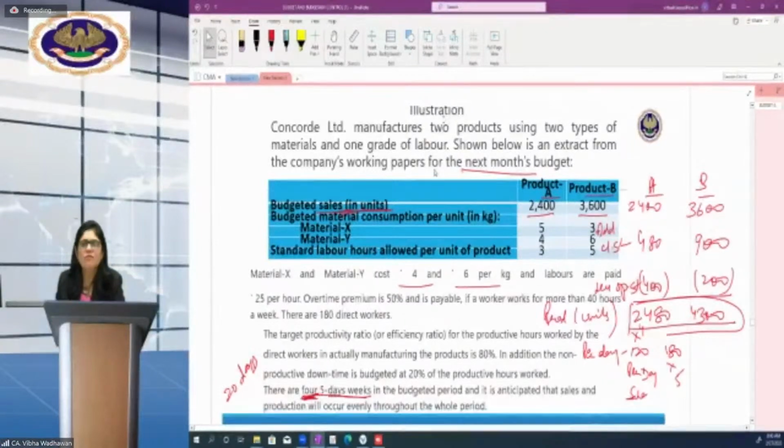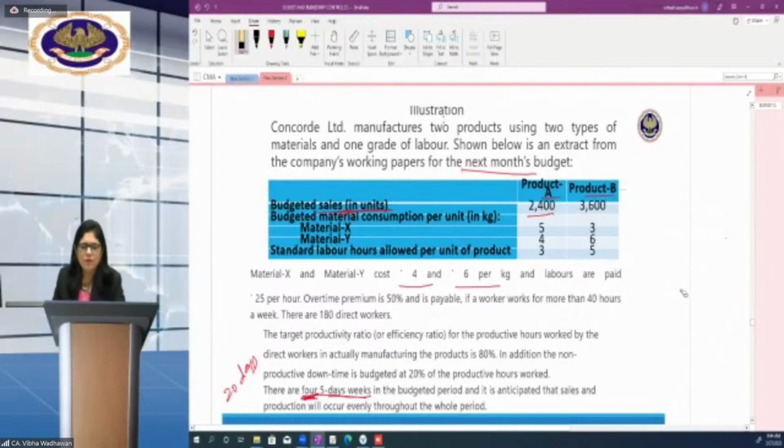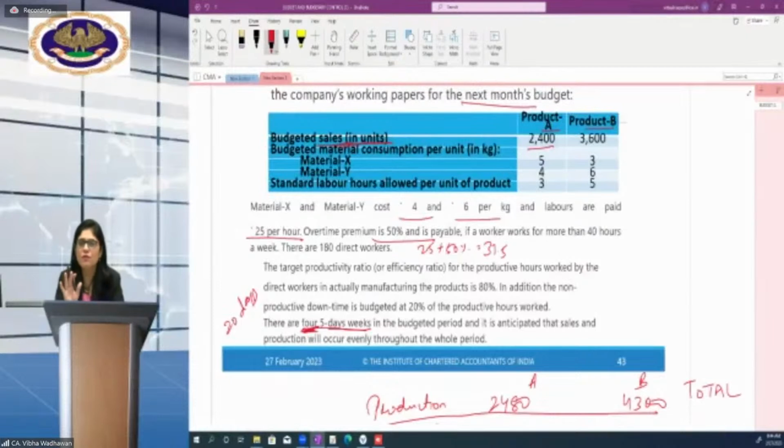Now let us move to the wages budget. So the wages information, let me clear this for you so that we can concentrate on the labor information. Labors are paid 25 per hour. So this is the normal wage rate, 25 per hour. Overtime premium is 50%. So 25 plus 50% for the overtime, it has to be 37.5 if overtime is there.